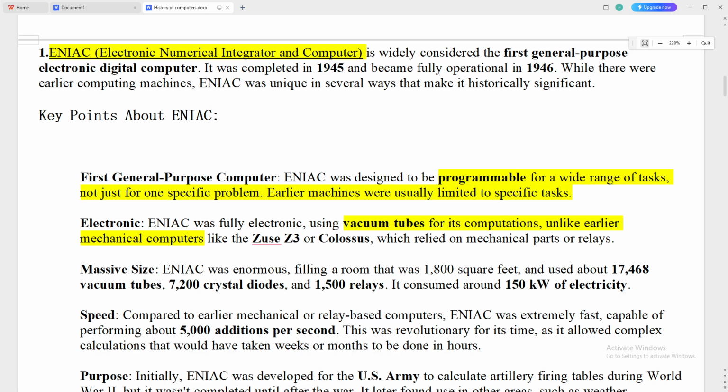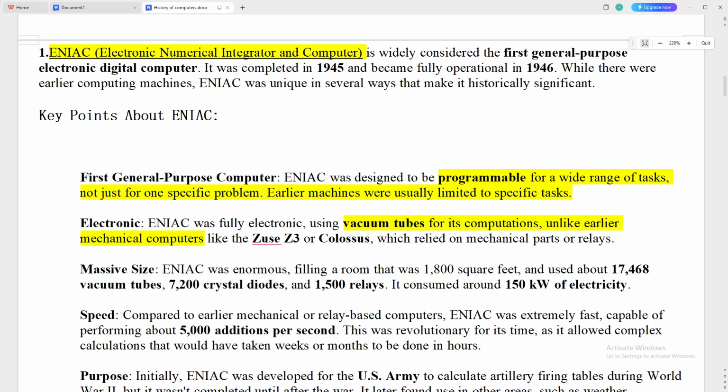If we make one for just a simple snake game, the snake game we play on a Nokia mobile handset, that machine would perform only that thing. It cannot perform calculation. So specific, limited functions were there. But ENIAC changed this thing.